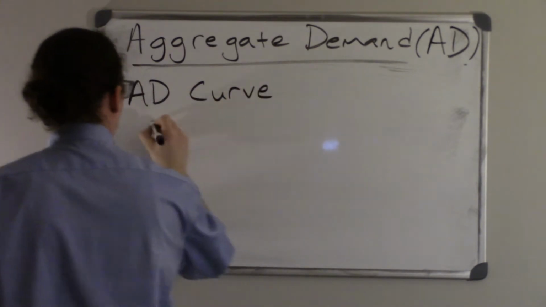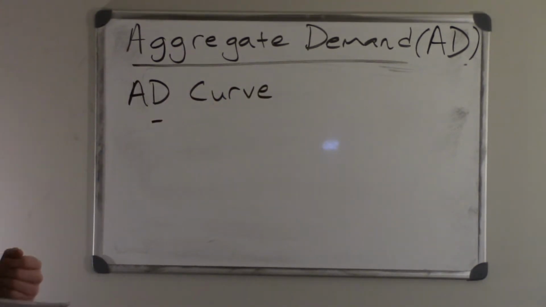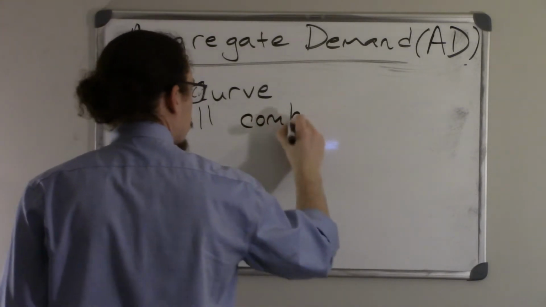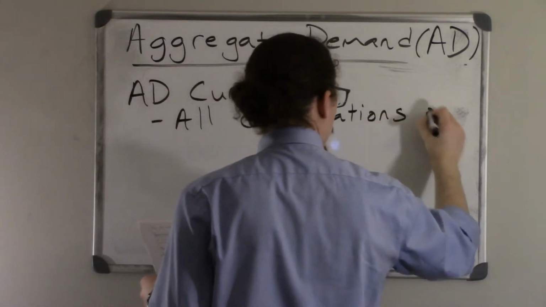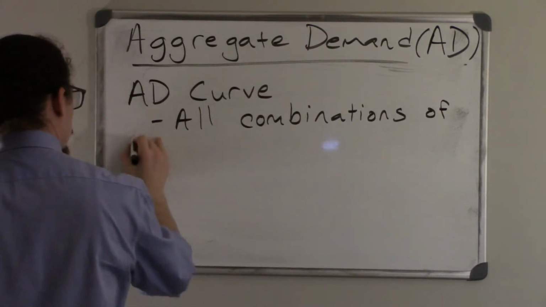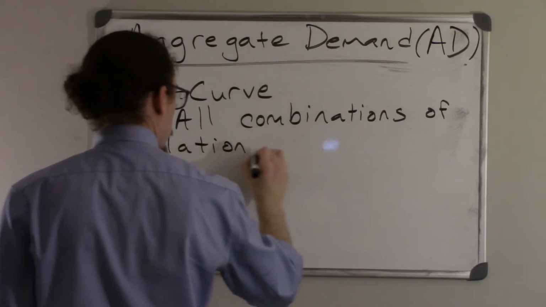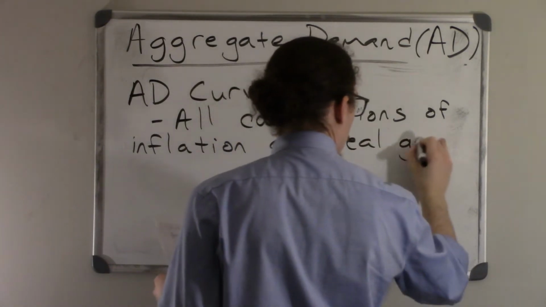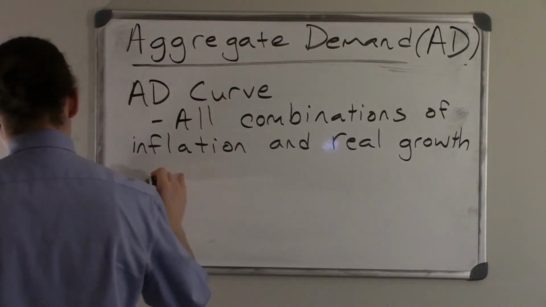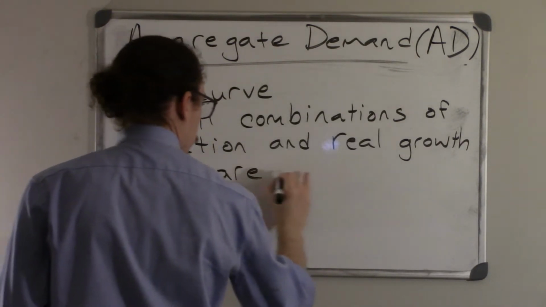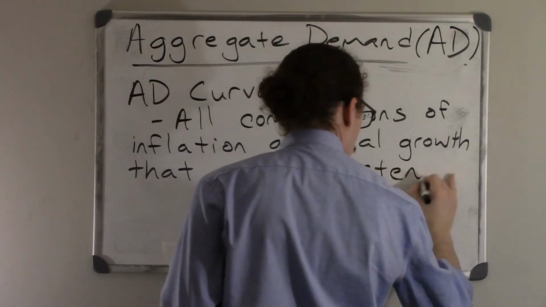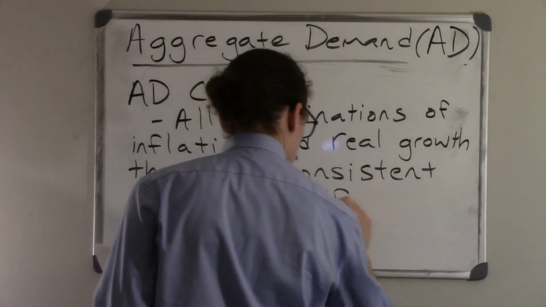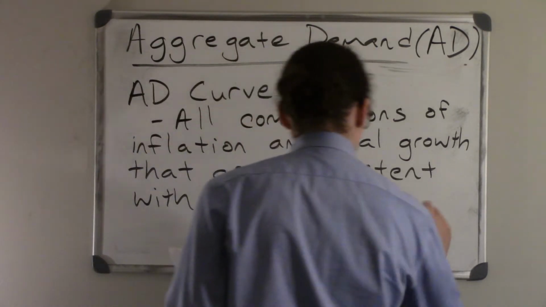All right, so we are going to start by looking at the aggregate demand curve. All right, so this is all combinations of inflation and real growth that are consistent with a specified rate of spending growth.